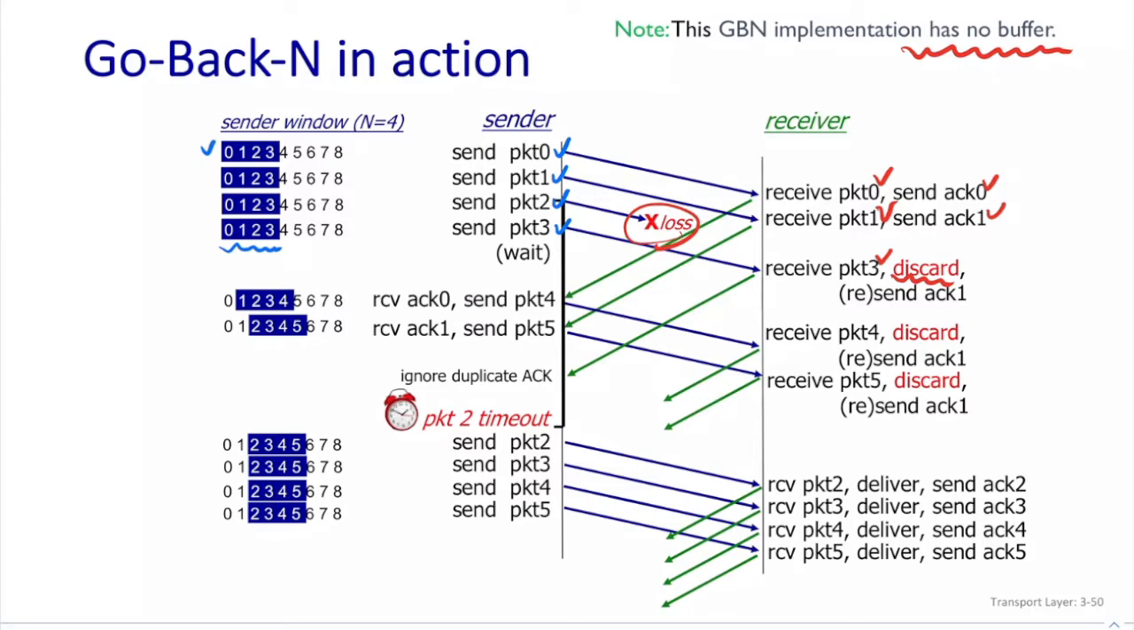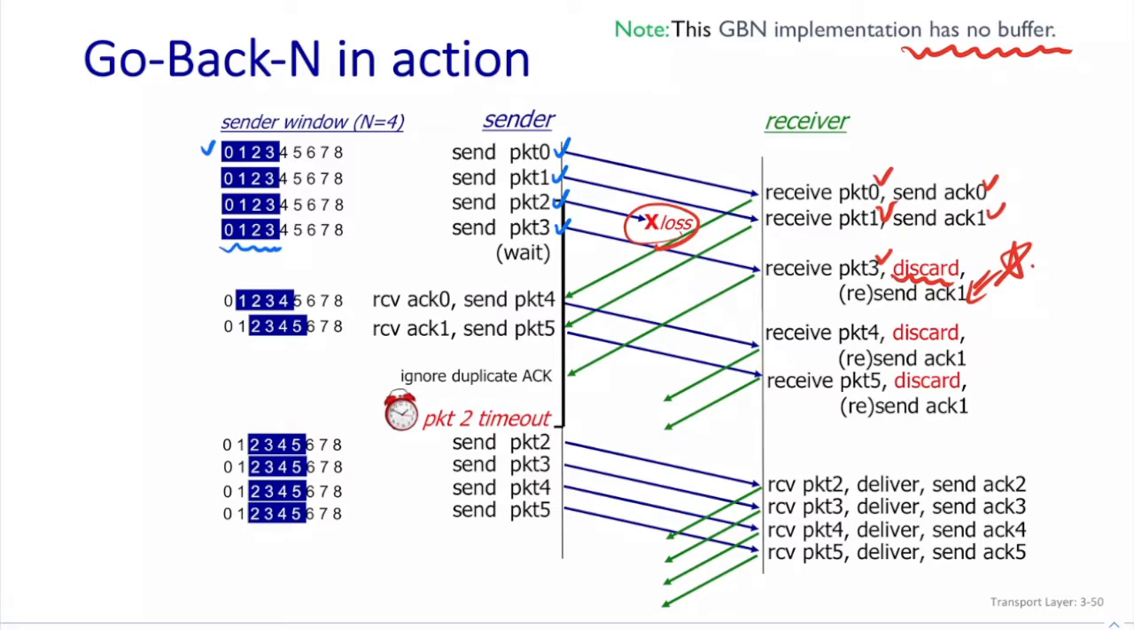At this moment, it's very important. Since we use cumulative ACK, we cannot send ACK number 3, because ACK number 3 means packets 3, 2, 1, 0 have safely arrived at the receiver side, but we lost packet 2, right? So currently we can only send ACK number 1.